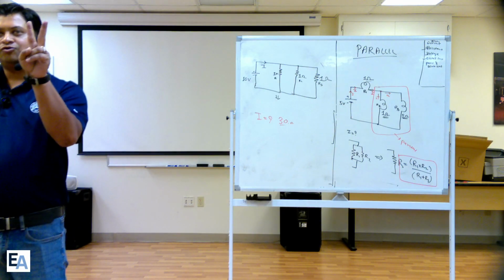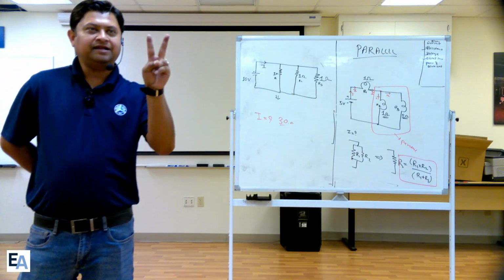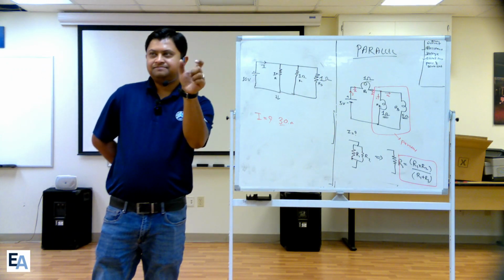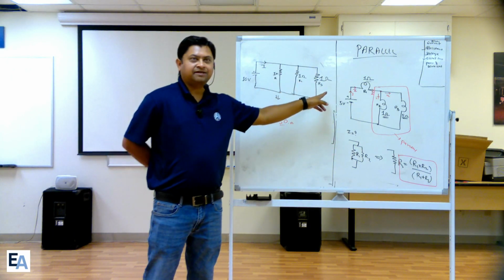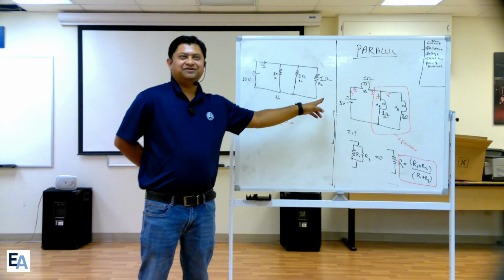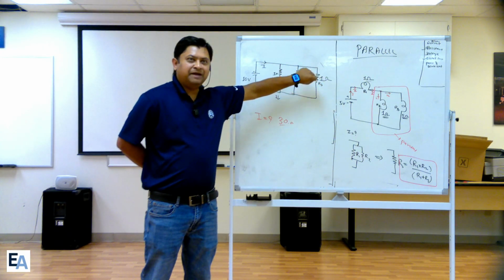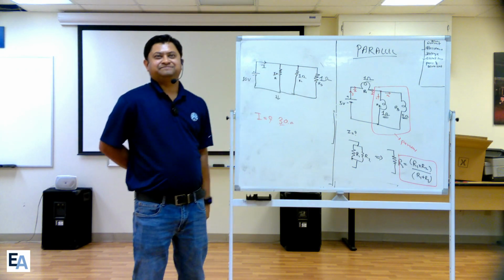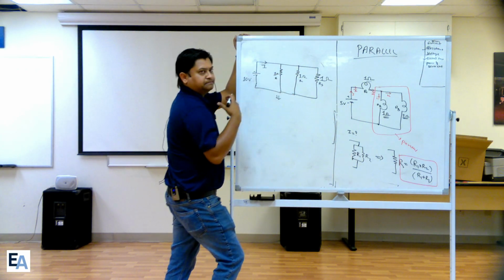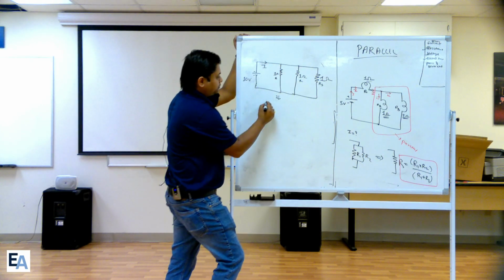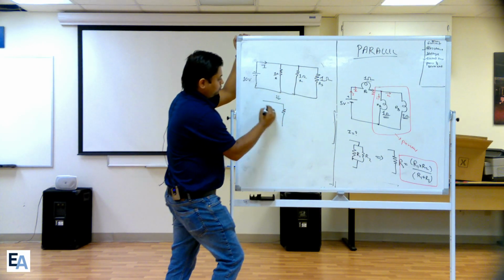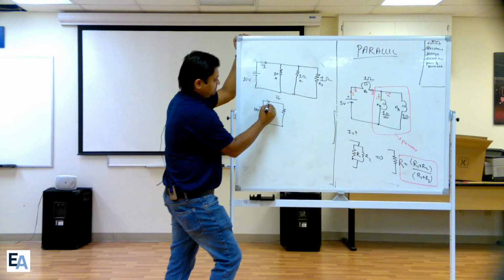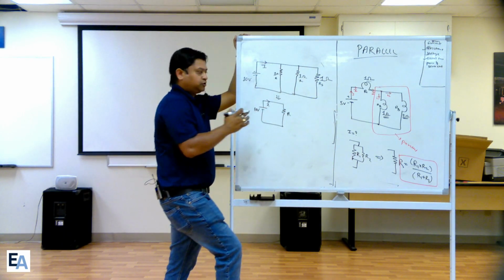But remember that the equation R1 R2 divided by R1 plus R2 is valid only for two circuits in parallel. Right now you have three circuits. You have to take two, make it one, and whatever it is, again it will become two, make it one. So my ultimate goal is to reach a level where I can do this, to find the current.